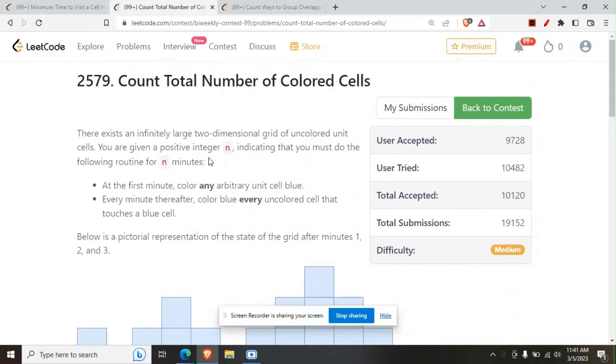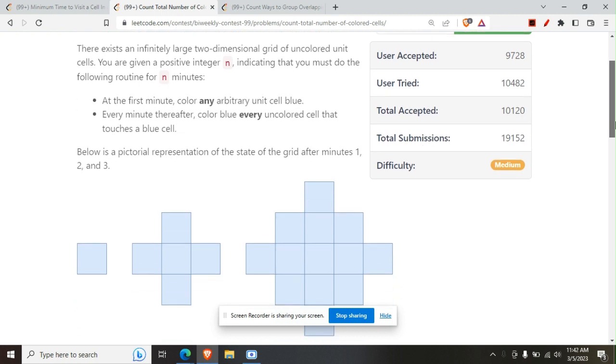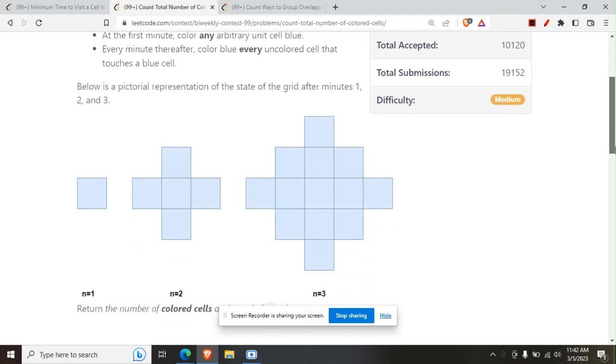Hey there, today we'll be doing this question that appeared in LeetCode Biweekly Contest 99, Count Total Number of Colored Cells. The question statement is: there exists an infinitely large two-dimensional grid of uncolored unit cells. You are given a positive integer n, indicating that you must do the following routine for n minutes. At every minute, color any arbitrary unit cell blue. Every minute thereafter, color blue every uncolored cell that touches a blue cell.